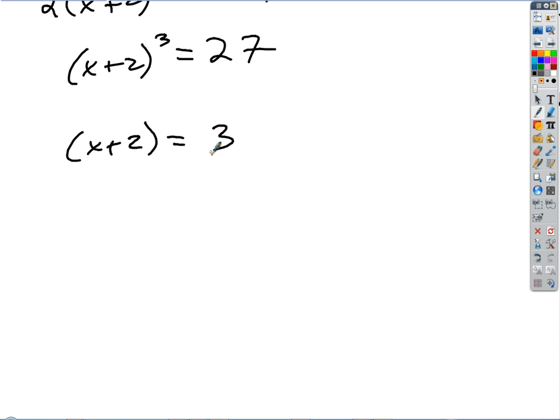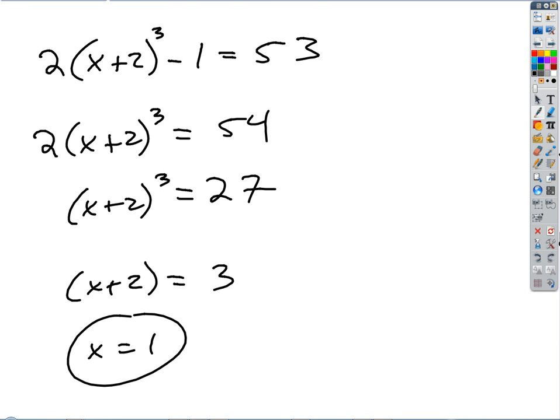One answer, 3. Subtract 2, 1. x equals 1. Okay, now would it have been a problem if that had been instead negative? Here, we'll just do it. Could we do this problem?